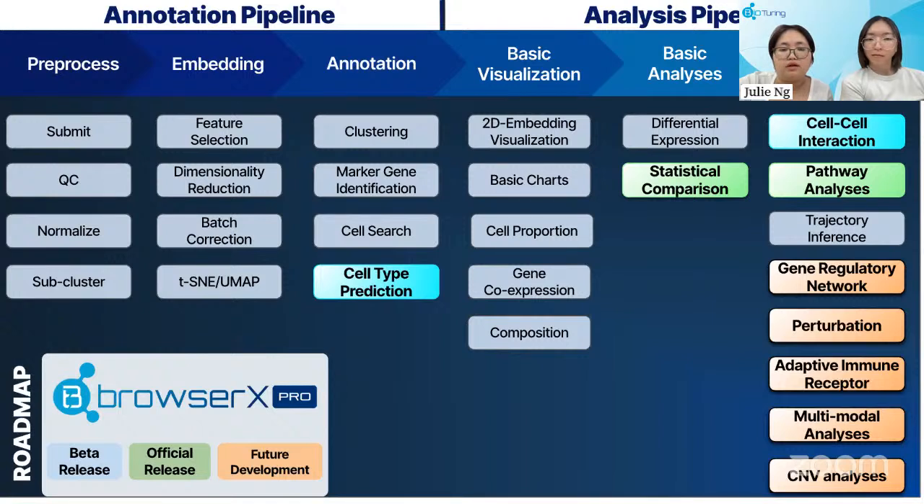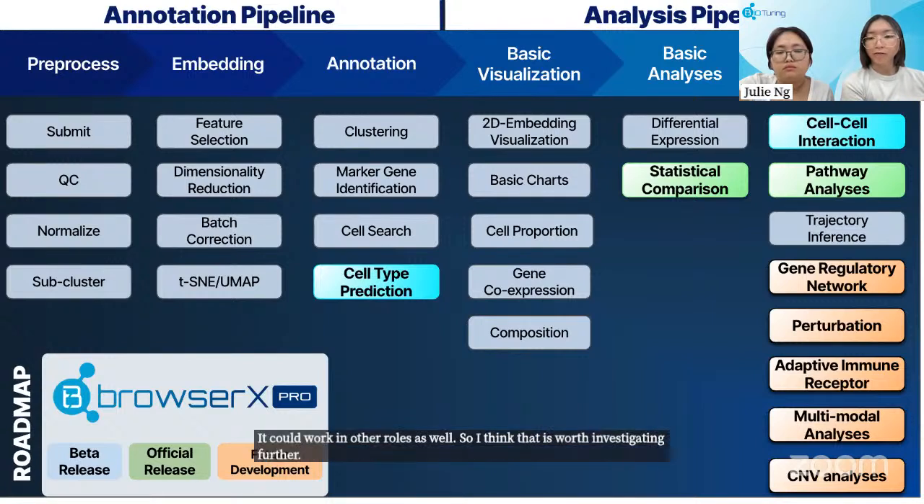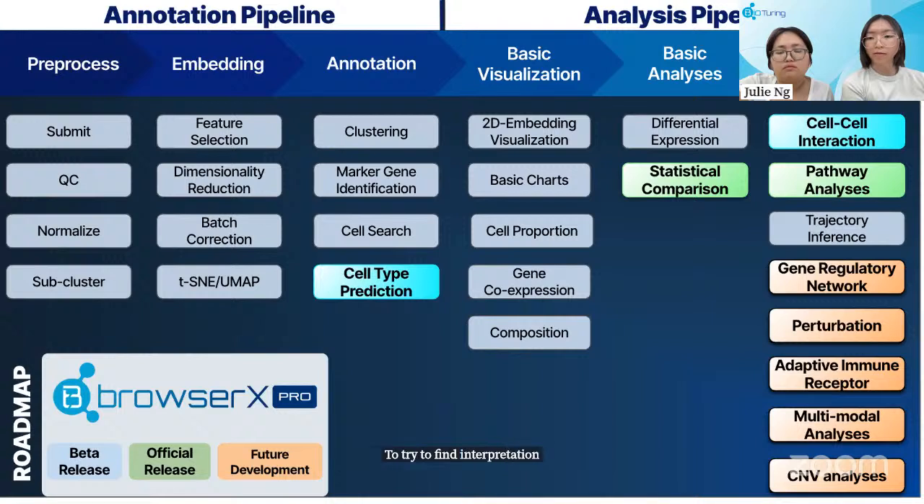Or Julie, do you have any opinion on this? The comment is about the role of the MIF pathway in antigen presentation. This is just one interpretation. He comments that the MIF pathway's role in antigen presentation does not only work for immune suppression. It could work in other roles as well. I think that is worth investigating further to try to find an interpretation for the results that we're seeing. Yes, thank you so much.